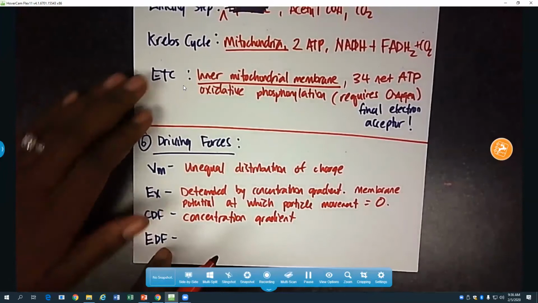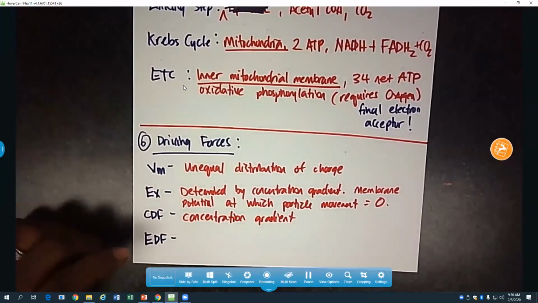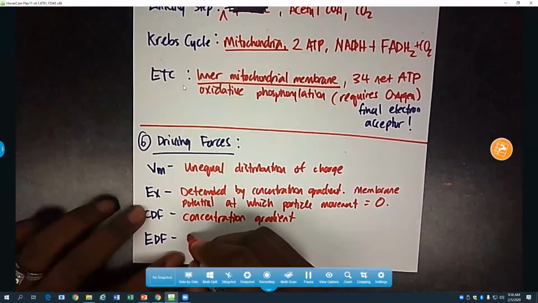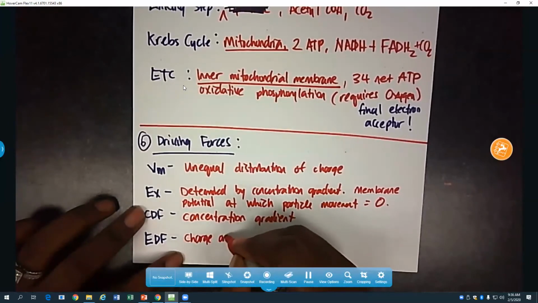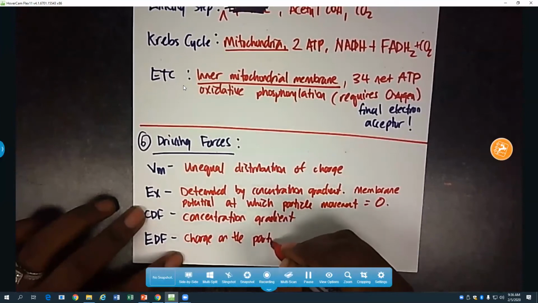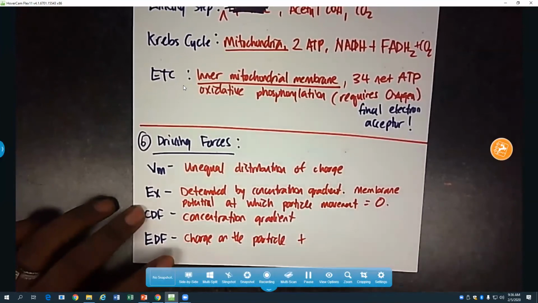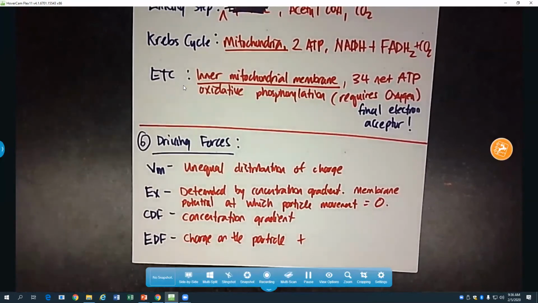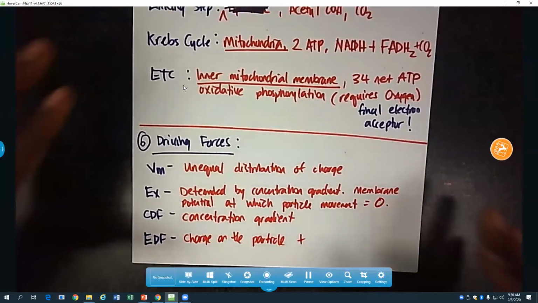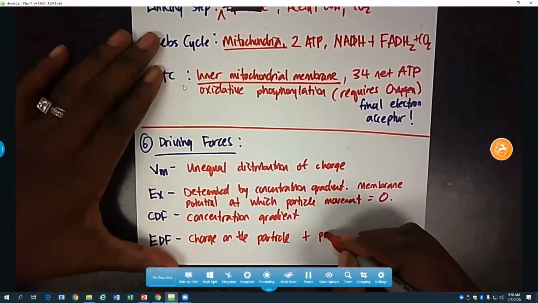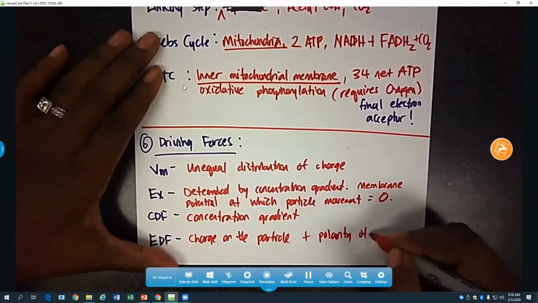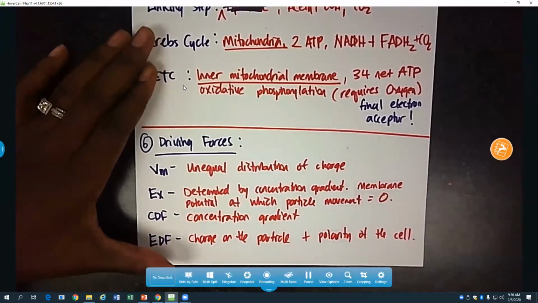Whereas the electrical driving force was determined by two things. What were those two things? One was the charge on the particle. And then something else. We talked about the polarity of the cell, right? The negative versus positive polarity of the cell.